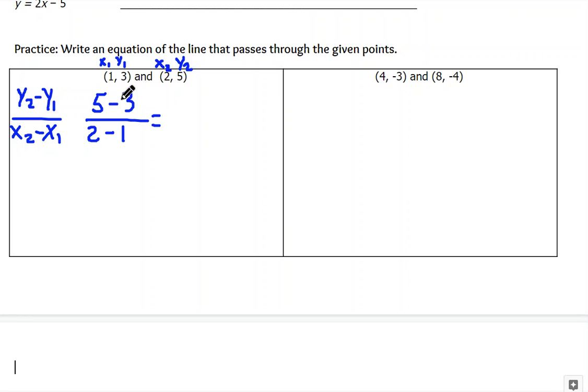And then I can simplify this. 5 minus 3 gives me 2. 2 minus 1 gives me 1. 2 over 1 equals 2. So that is my slope. My m equals 2. Okay? So that's important to know.